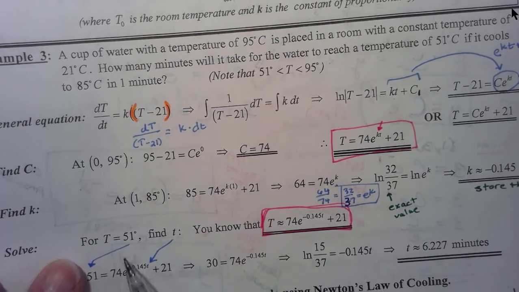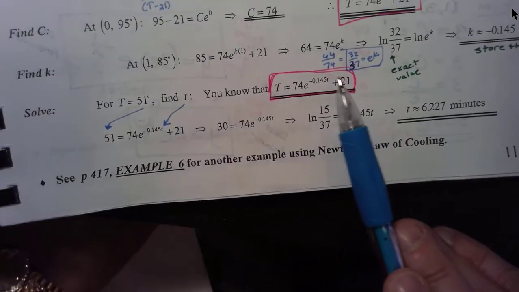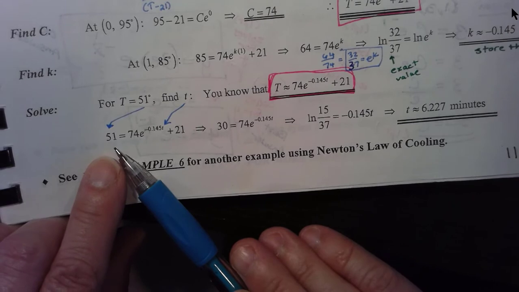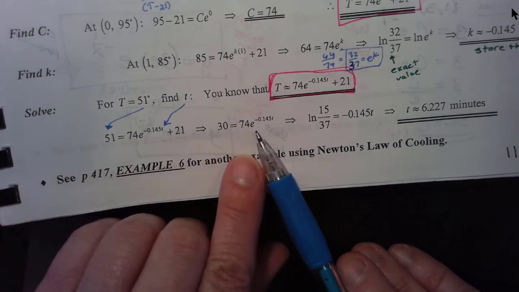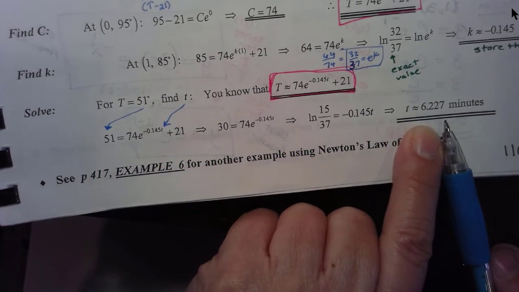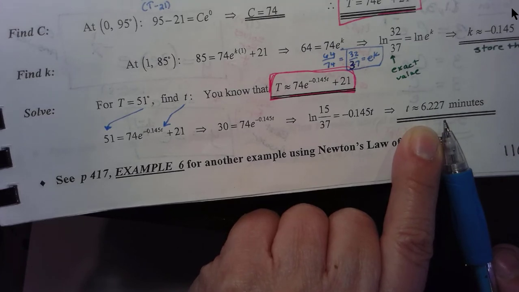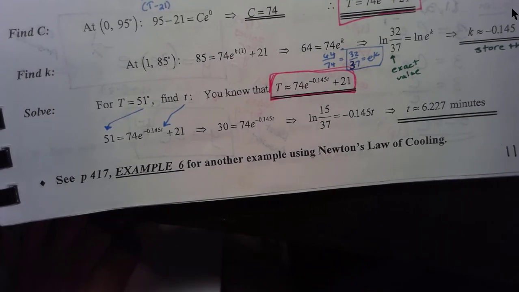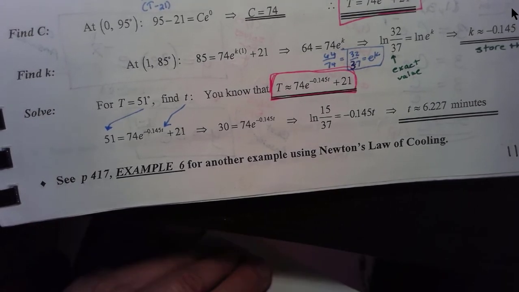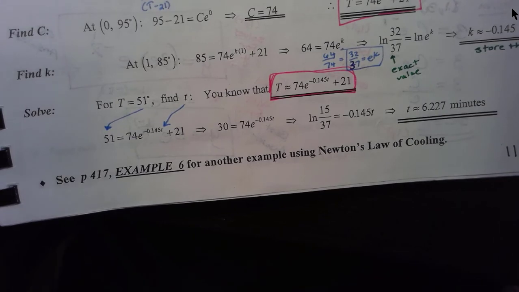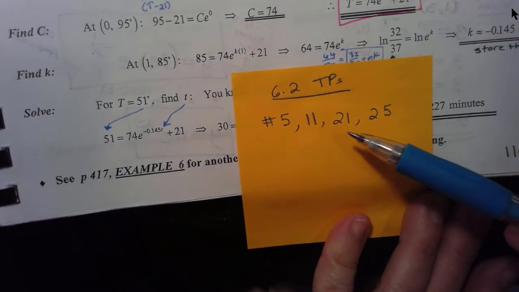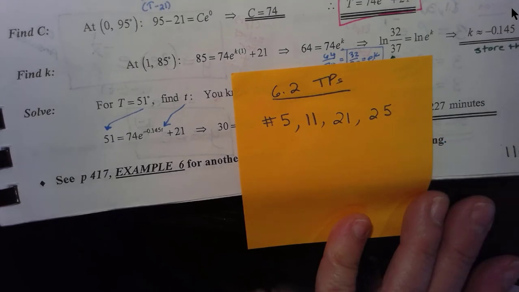Now we are ready to finish the problem. We have our model for this situation. For the temperature that is 51, we want to learn how long it takes to get there, and it takes about 6.227 minutes, so about 6 1/4 minutes. On page 417, you'll see an example using Newton's law of cooling. Your TPs are 5, 11, 21, 25. See you next time.